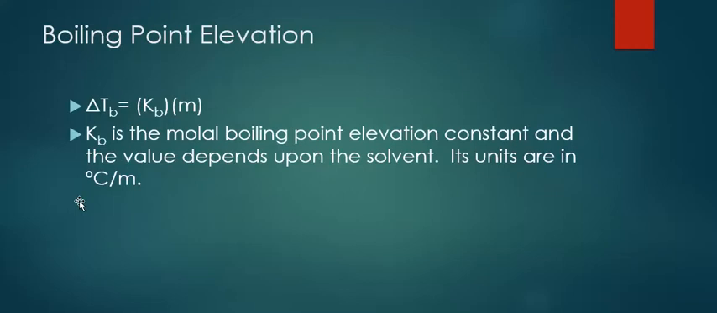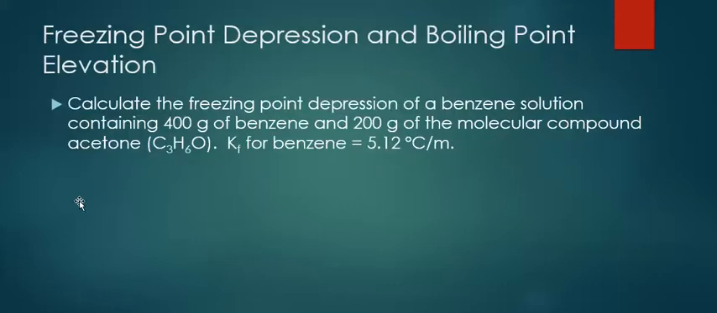Similarly, with boiling point elevation, our equation is delta TB equals KB times M, where delta T is the change in temperature, K is that constant, and M is molality. So let's look at some problems with these colligative properties. Anytime you want to calculate freezing point depression or boiling point elevation, you have to find the molality first. So in this example, I want to find the molality of a solution.